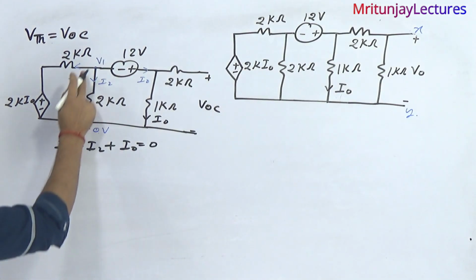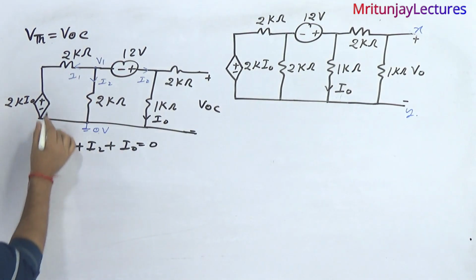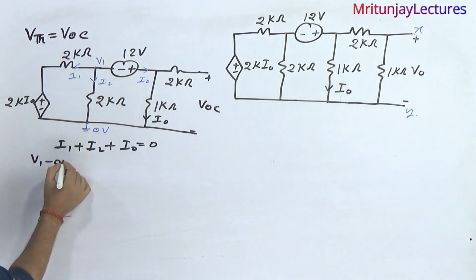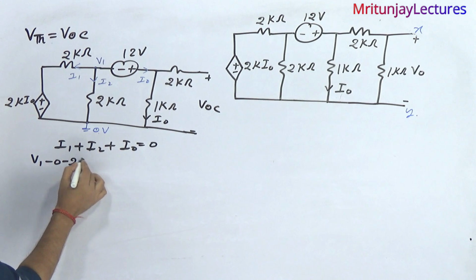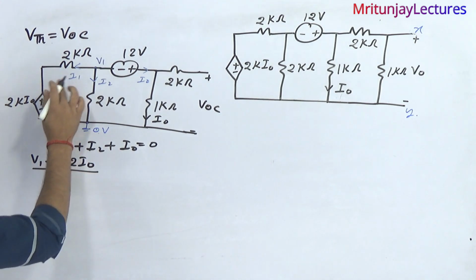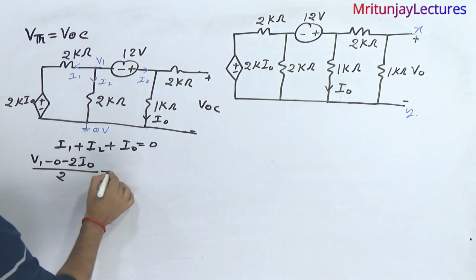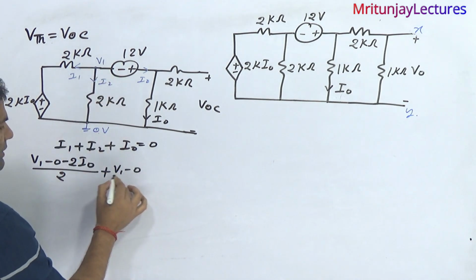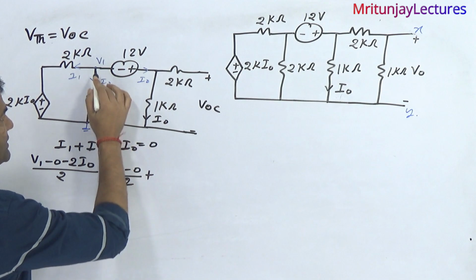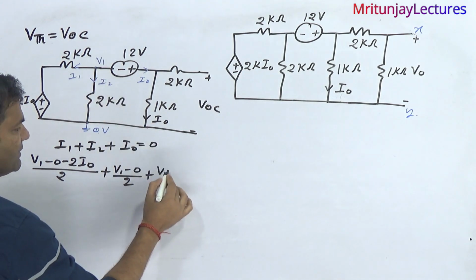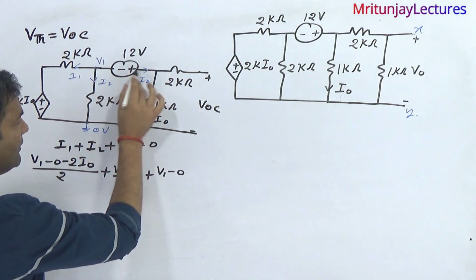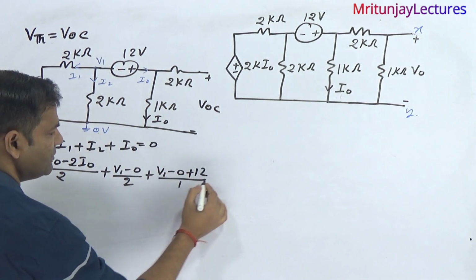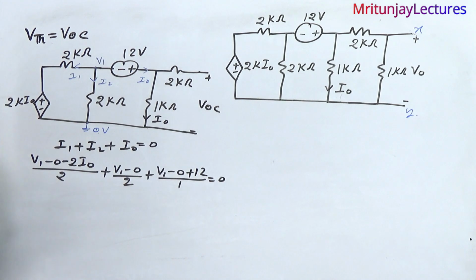Now what about I1? I1 is written as V1 minus 0, current from the negative terminal, so minus 2 I naught, divided by 2, plus what about I2? I2 is written as V1 minus 0 divided by 2, and I naught is written as V1 minus 0, current from the positive terminal, so plus 12 divided by how much? 1. This is equal to 0.